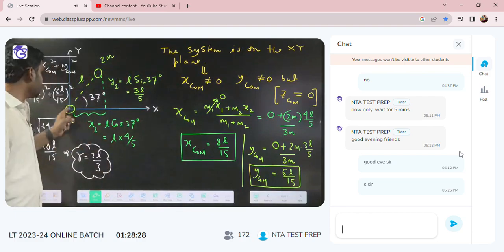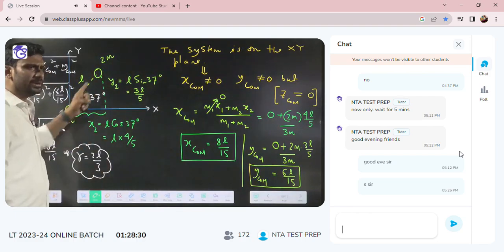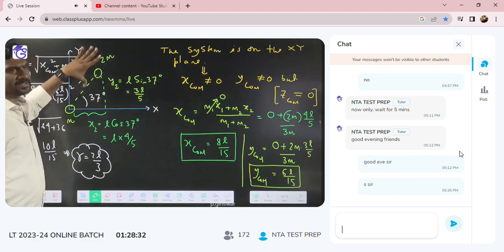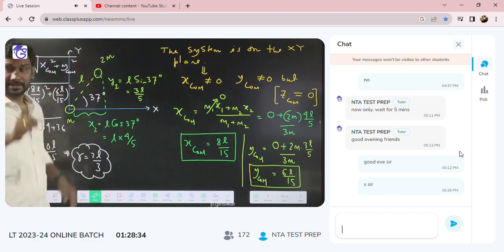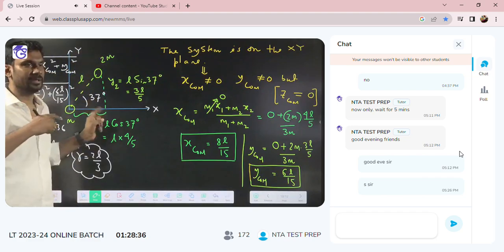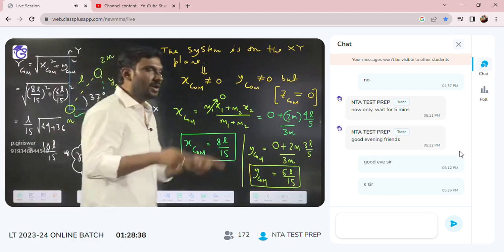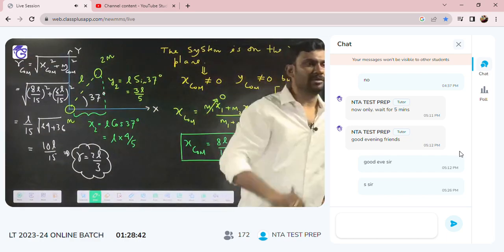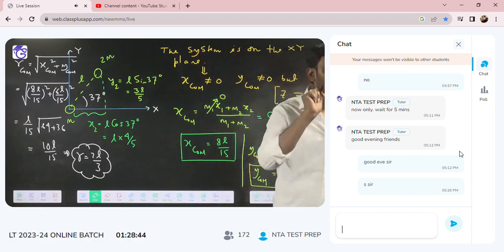Center of mass position will only change either when you are changing these masses, say you take 2m, 3m, or you increase the separation to 2L or 3L. That time center of mass will not be at L by 3. But till the time you are not doing it, for any angle center of mass will be at L by 3. Is that point clear to all of you?